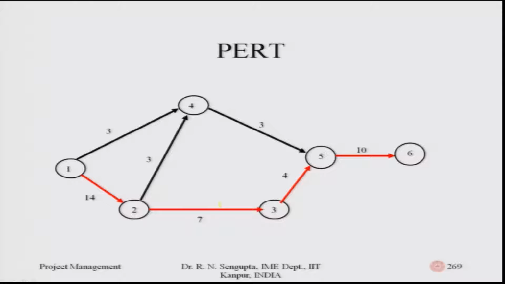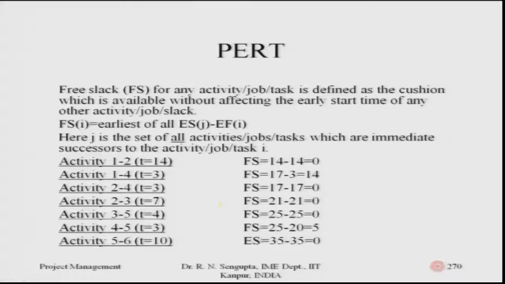Similarly, if I go to 5, so 5 can basically only start 14 plus 7, which is 21, 21 plus basically 4 is 25. But if I consider the other work which has to be finished, it can be 14 plus 3, 17, 17 plus 3 is 20. So, here it is 20, here is 25, that means you have a so called cushion of 5 days which can be utilized. How you utilize that? That will depend on what are the constraints which you are facing.